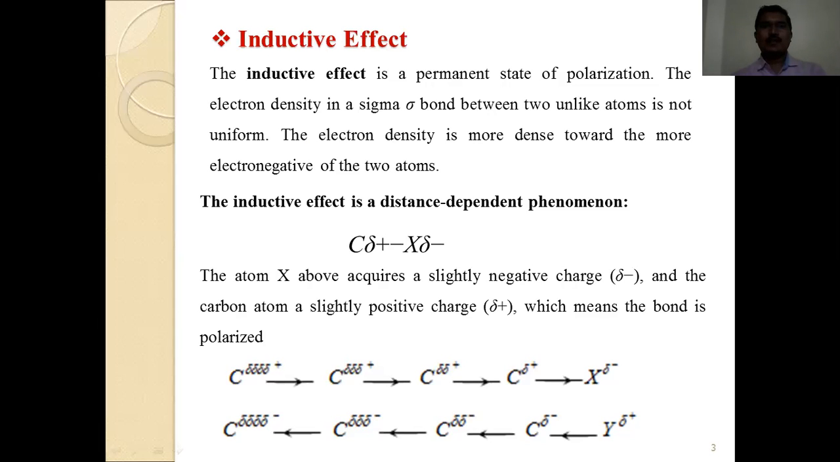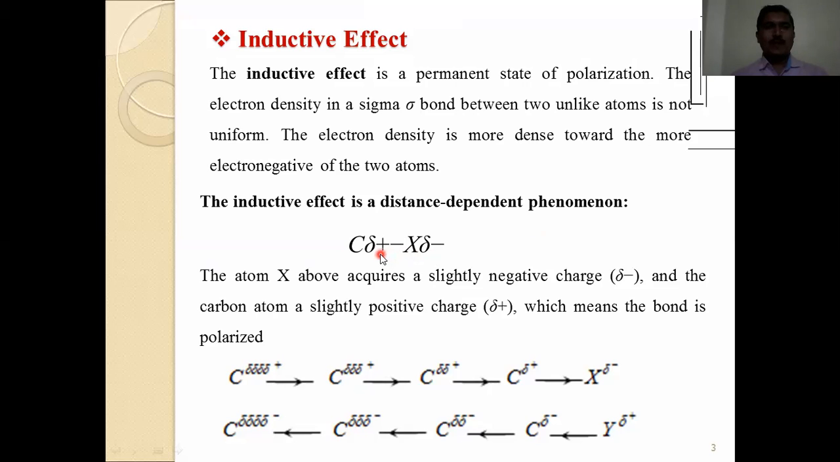First, we can see the definition of the inductive effect. What is the inductive effect? The inductive effect is the permanent state of polarization. The electron density in a sigma bond between two unlike atoms is not uniform. The electron density is more dense towards the more electronegative of the two atoms. The inductive effect is a distance dependent phenomenon.